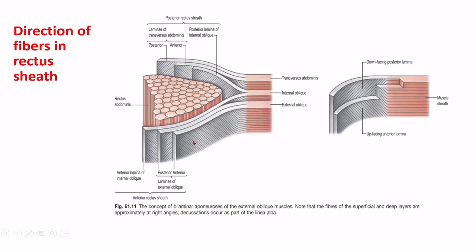Here also, if you observe the lamina of the external oblique, the outer lamina direction and the inner lamina direction are almost perpendicular to each other. In the same way, in the aponeurosis of the internal oblique and transverse abdominis, everywhere there is an opposite direction in the two laminae of each muscle. So this is the bilaminar concept of the formation of the rectus sheath. This X-like crossing will help in strengthening the anterior abdominal wall.